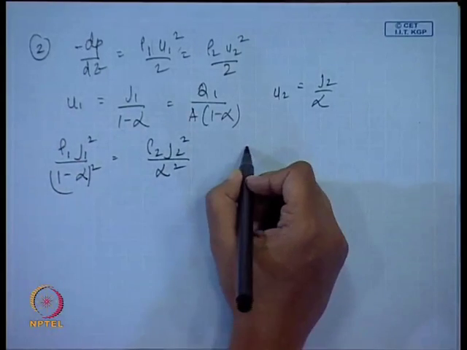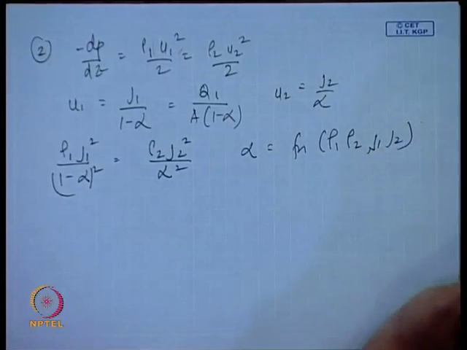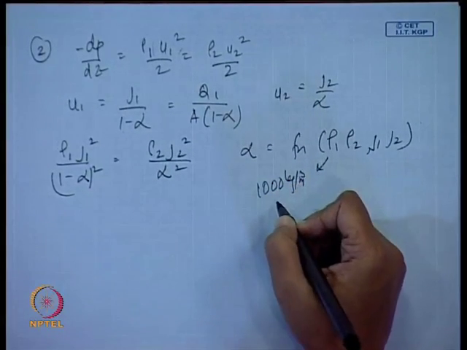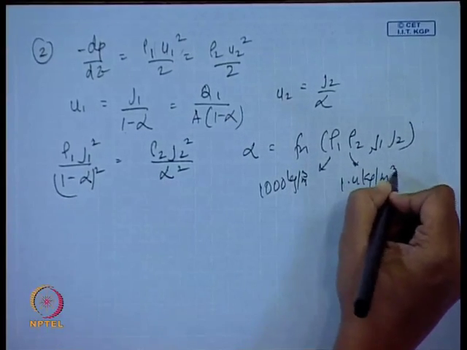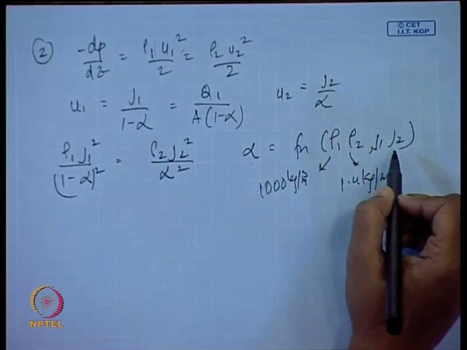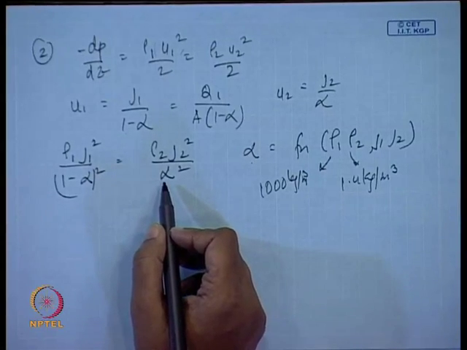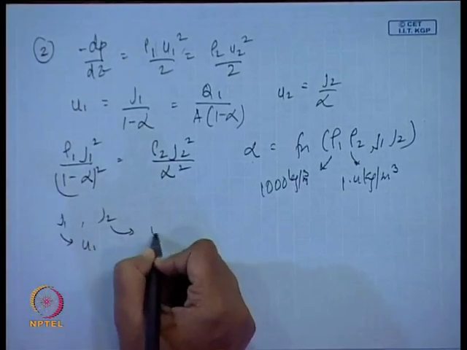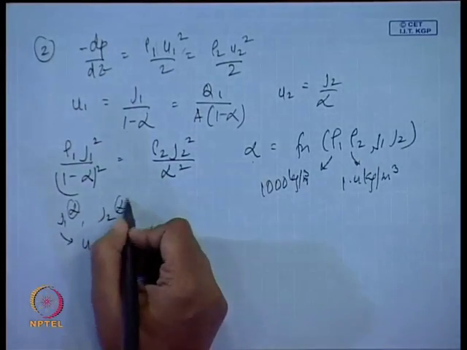Once we can write down this equation, we can find out alpha as a function of rho 1, rho 2, J1, J2. Can we do this? Rho 1 and rho 2 you already know, air and water. This is 1000 kg per meter cube and rho 2 you can take as 1.4 kg per meter cube. J1 and J2 you can find out. So, you can find an expression of alpha using this equation. Once you know J1, J2 and alpha, from J1 you can find out U1, from J2 you can find out U2.